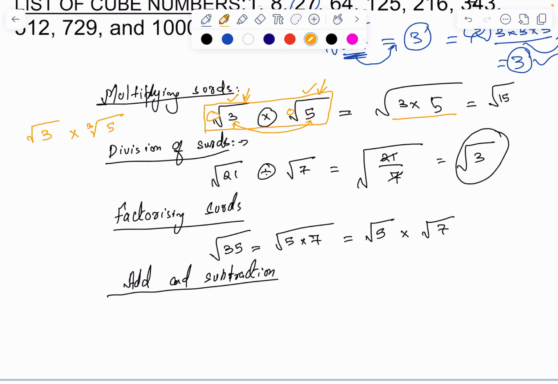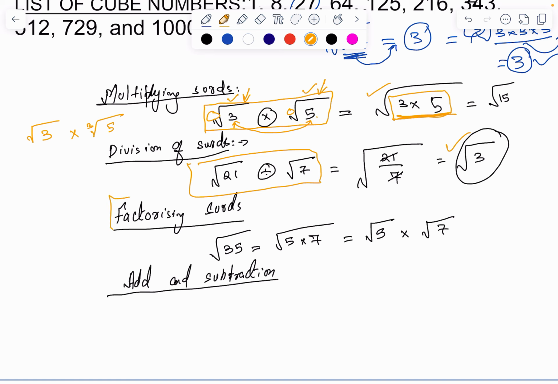Since both are square roots, I can write 3 and 5 together in multiplication. This rule only works in multiplication and in division. If you're dividing two numbers, you can divide directly like this, 21 divided by 7. So you can divide like this, multiply like this.